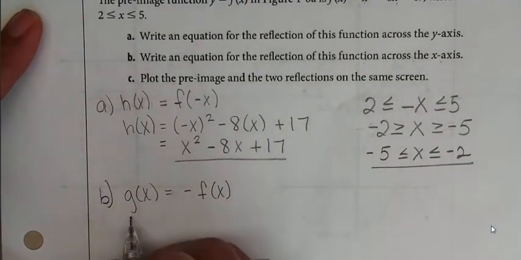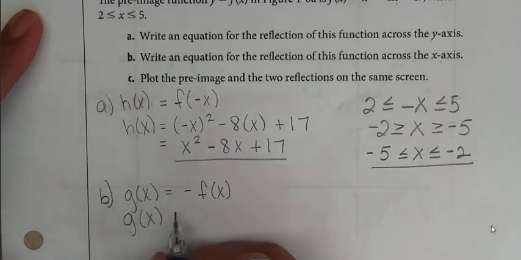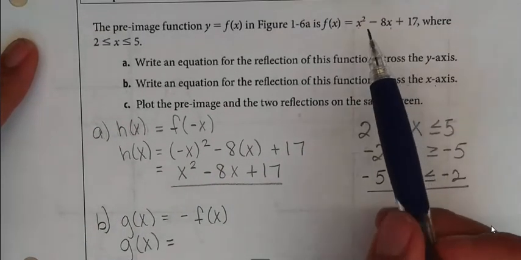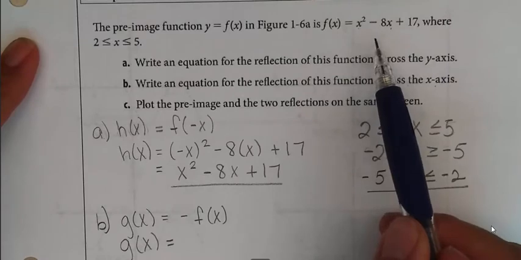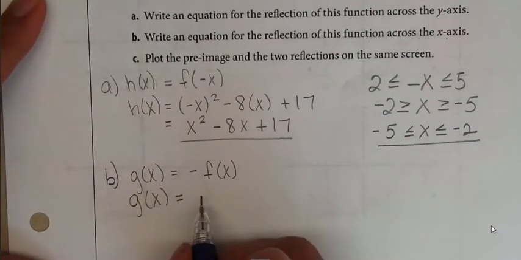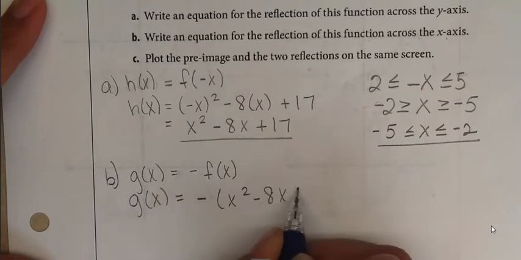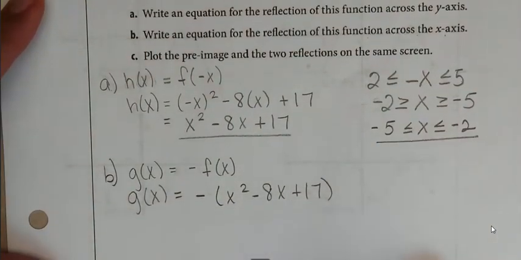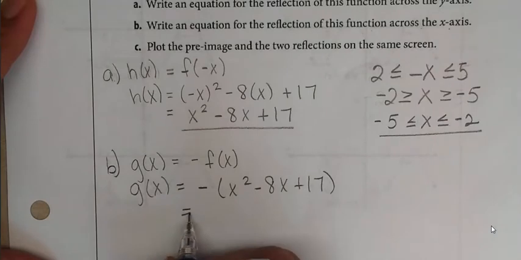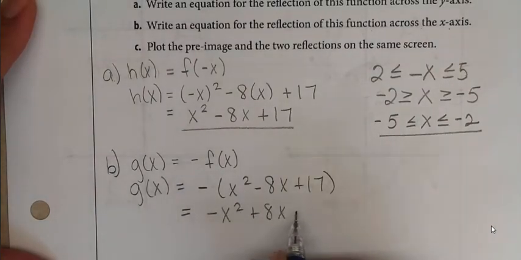Okay, so for g of x, basically you're going to take your entire function here and you're going to do the opposite of that function. So you're going to do the opposite of, so distributing, we get a negative x squared plus 8x minus 17.